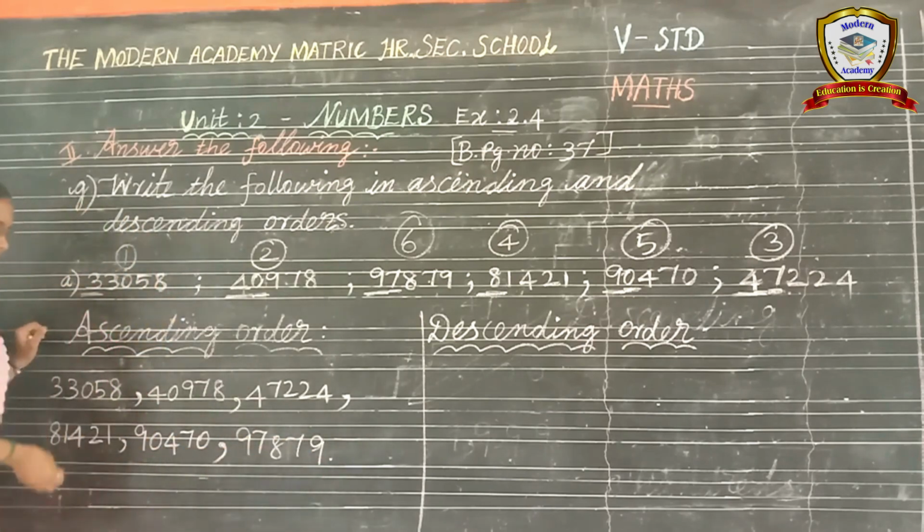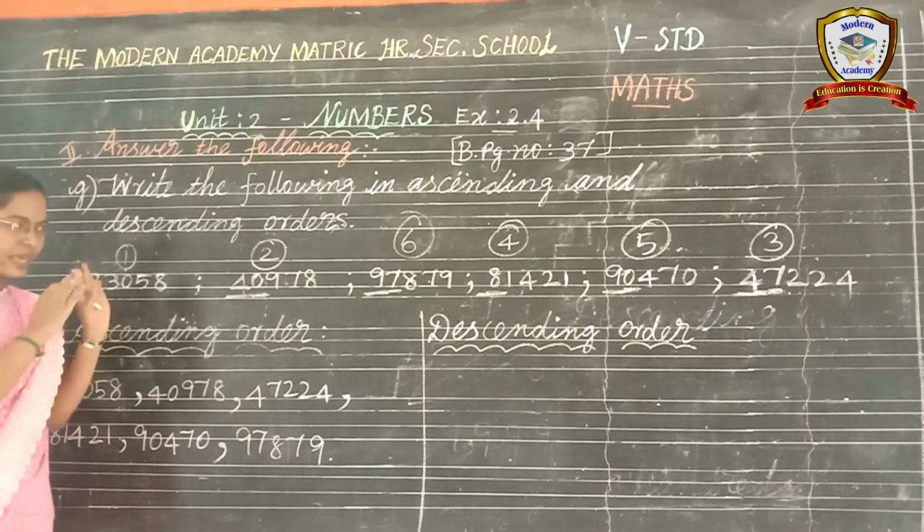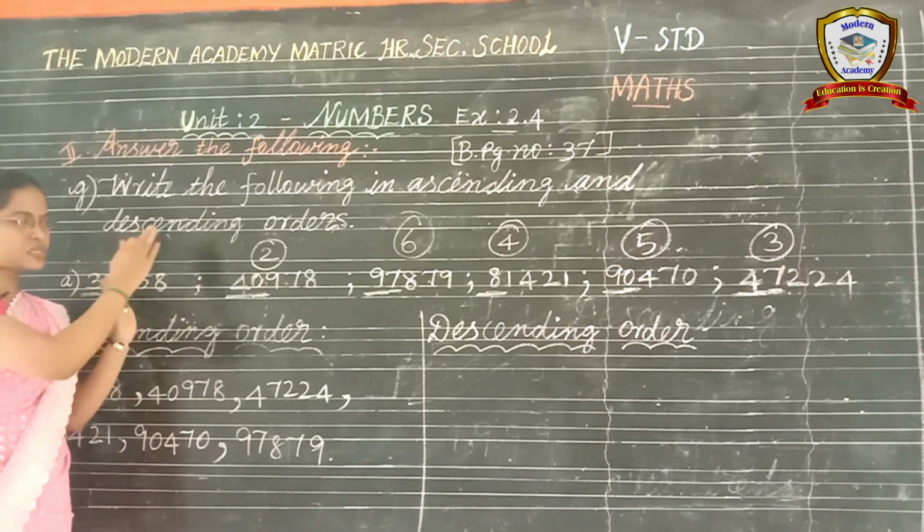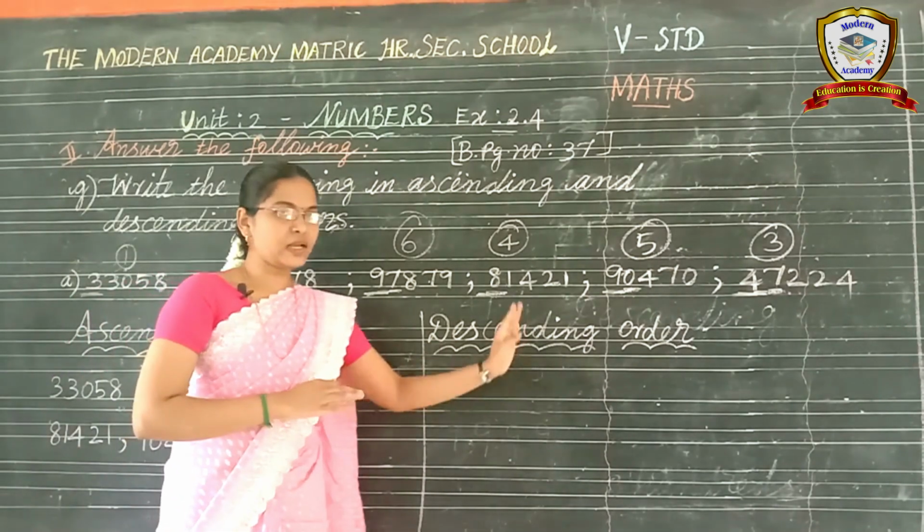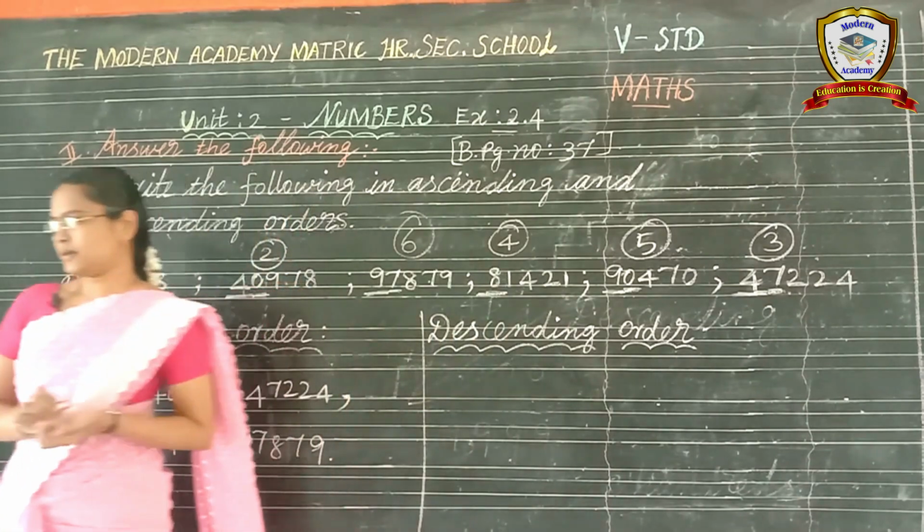Okay, now observe these numbers. Here we arranged the numbers from smaller number to bigger number. Can you understand? Like this only you have to follow. Okay. Next, with the same method we are going to arrange these numbers in descending order. Okay, listen.